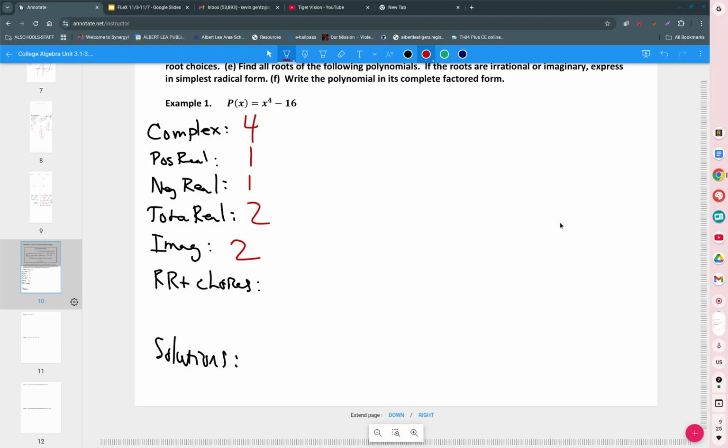If I use the rational roots theorem, I would take my p's divided by my q's. And I would have plus or minus 1, plus or minus 2, plus or minus 4, plus or minus 8, and plus or minus 16. And you may want to go that route. I don't want to go that route. What am I going to do instead? Factor. Because it factors quite nicely, doesn't it?